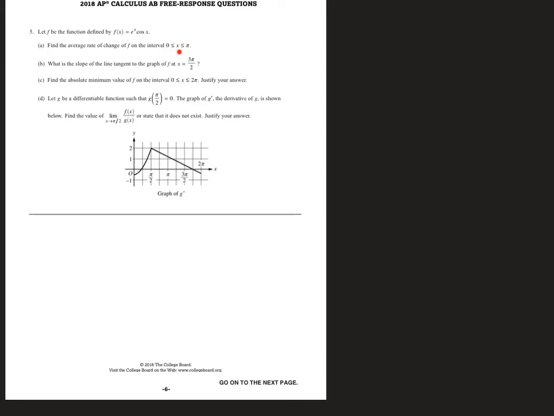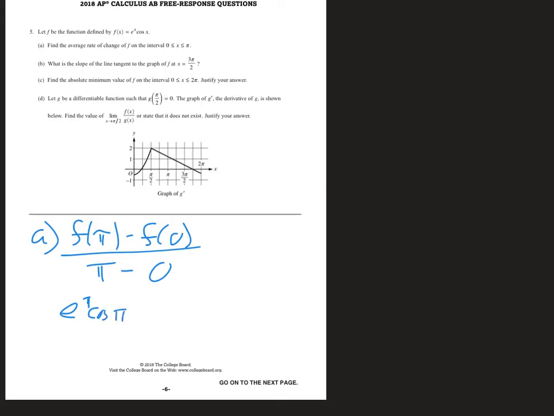Well, the average rate of change is just another word for the slope of the line connecting those two endpoints, or the slope of the secant line connecting those two endpoints. So that's easy enough. Just find the slope. So that's going to be, for part A, f of pi minus f of 0 over pi minus 0. Now f of pi, I could leave this just as e to the pi cosine of pi minus e to the 0 cosine of 0 over pi, and that would be fine. I don't need to simplify any past that.